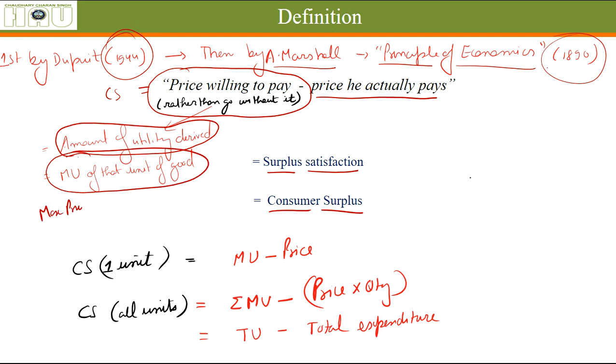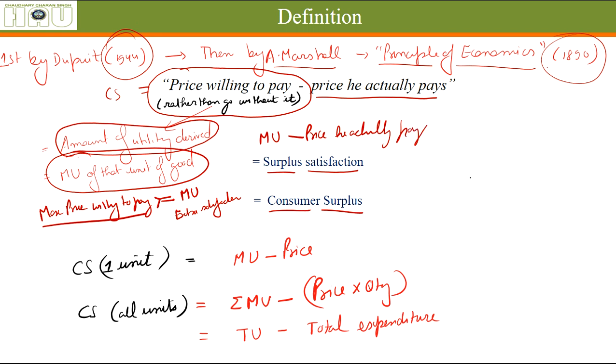The maximum price a consumer is willing to pay will be equal to marginal utility, or the extra satisfaction. He will never pay more than marginal utility. So the maximum price he is ready to pay is the marginal utility, and marginal utility minus what he actually pays is called consumer surplus.